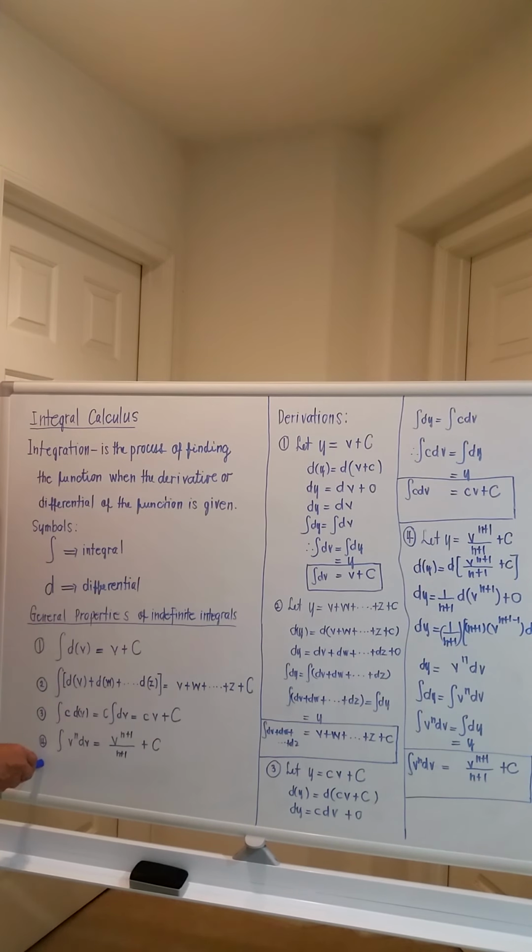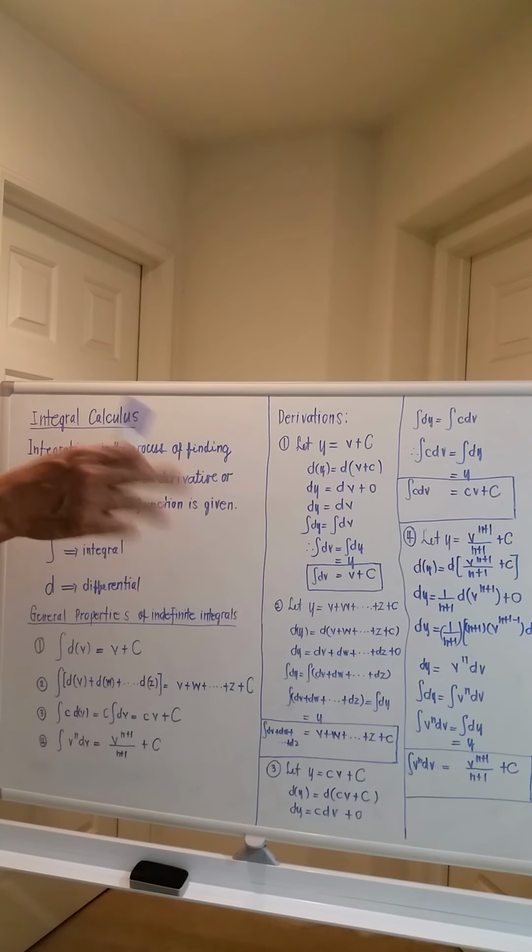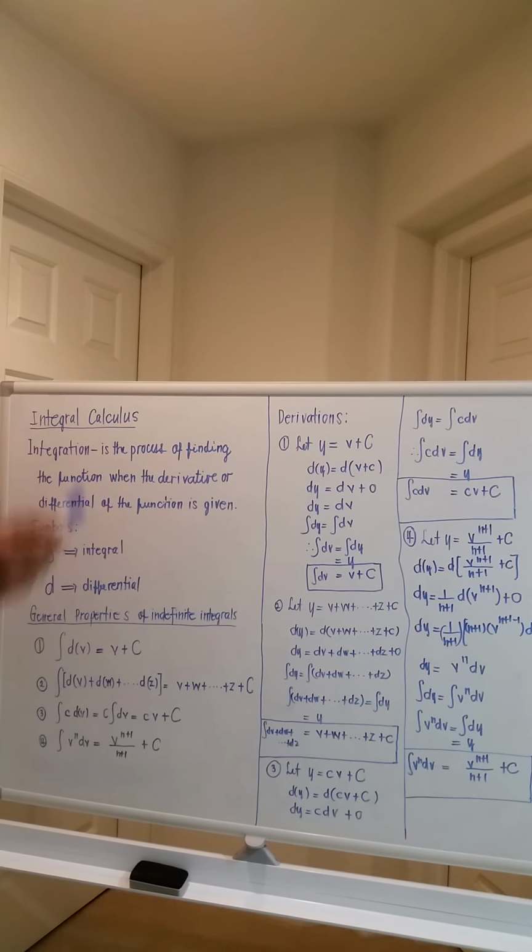The integral of b to the n dv is equal to b raised to n plus 1 all over n plus 1 plus capital letter C. It seems it is under the power formula. The integral of the differential of b to the n dv is equal to b raised to n plus 1 all over n plus 1 plus C.